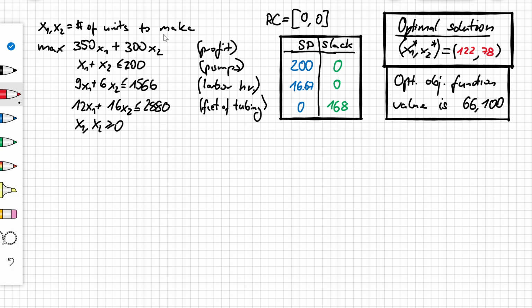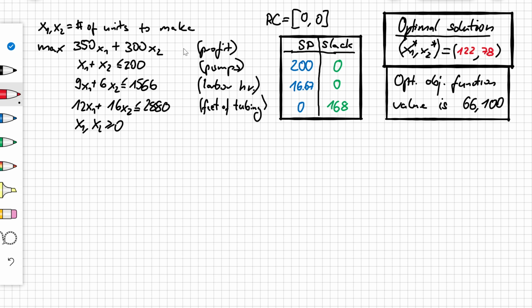In this video, I would like to demonstrate how you can create a dual model for a linear programming model. I'm going to use a product mix example. So here we have a model that maximizes profit, subject to three resource constraints, where we have to decide how many units of two types of products to make. And the variables are also non-negative.